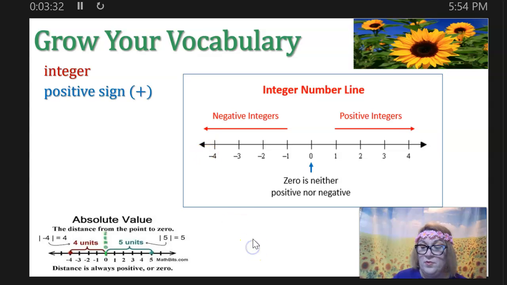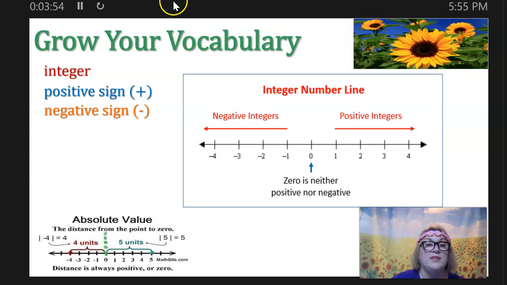Our next words are positive sign and negative sign. The sign on positive numbers is a plus, but we usually do not write the plus because if the negative symbol is not present, then it is an understood positive number. So most of the numbers that you work with, your natural numbers, are always positive, even though we don't write the little positive symbol next to them. But if you want to write the symbol, you can. And then the negative sign, of course, is the minus symbol in front of the number, as you see in the integer number line here.